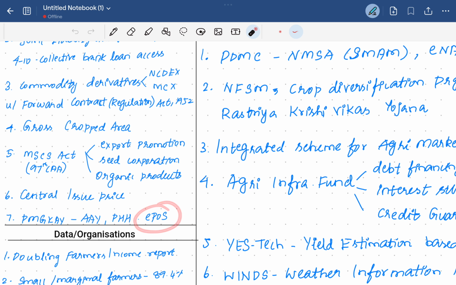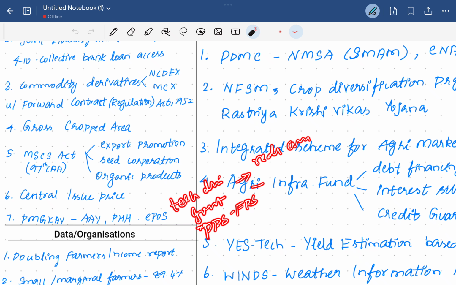Then the e-point of sale mission is for promoting technology-driven governance measures in the PDS system and fair price shops, for reducing corruption and identifying wrong beneficiaries. To reach the right beneficiaries, these e-point of sale machines are used.